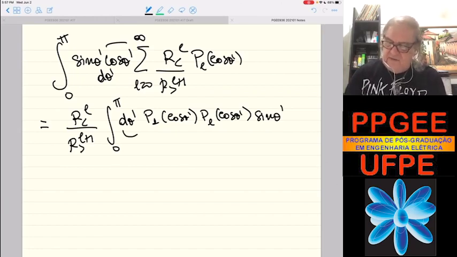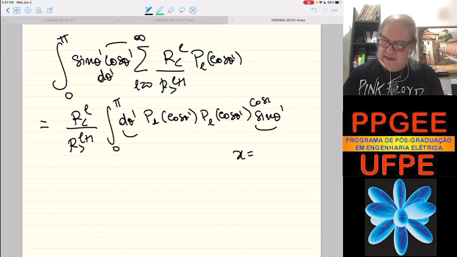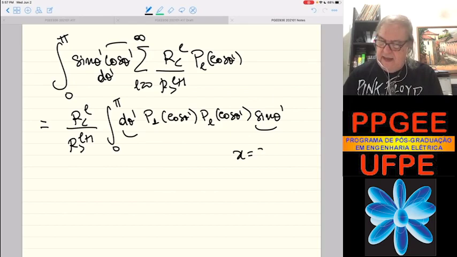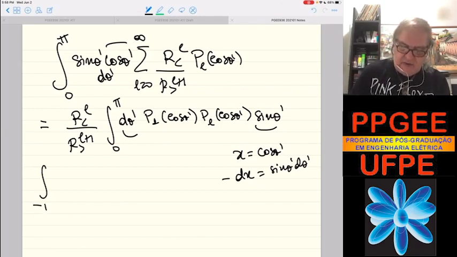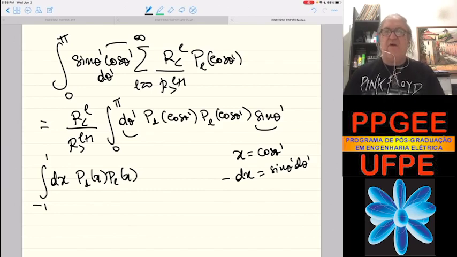Well, if we make the change of variables, x equals cosine theta prime here, then dx equals minus sine theta prime d theta prime. So this is going to be an integral between minus 1 and 1 of dx P1 of x PL of x, right? Of course, this integral is only non-zero when L equals 1.